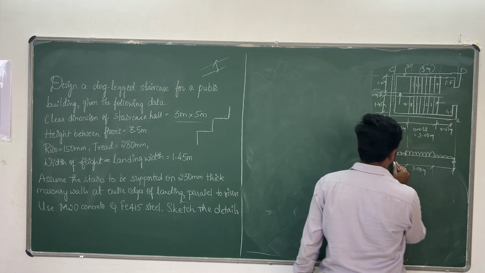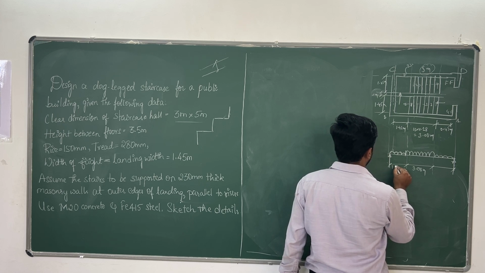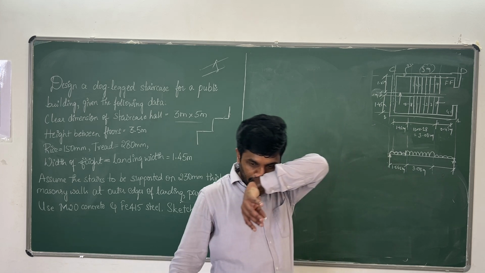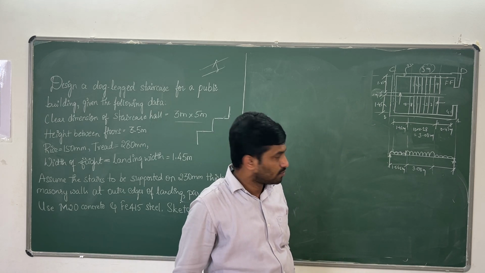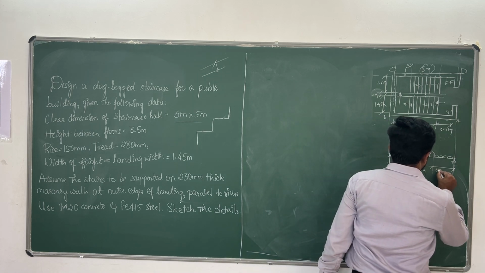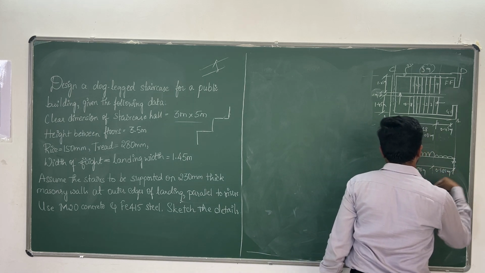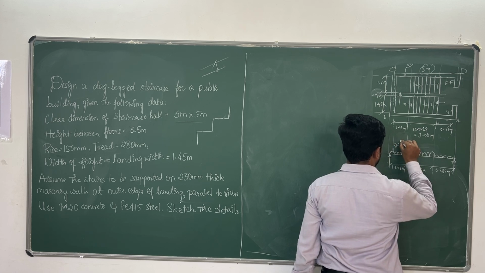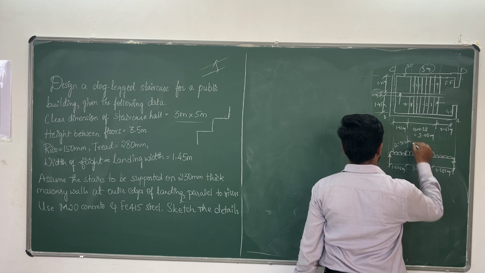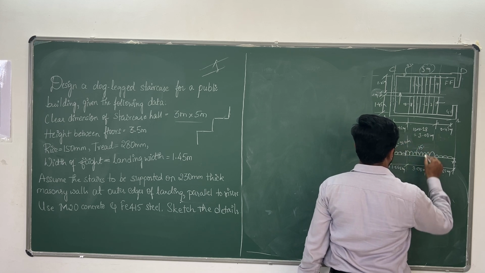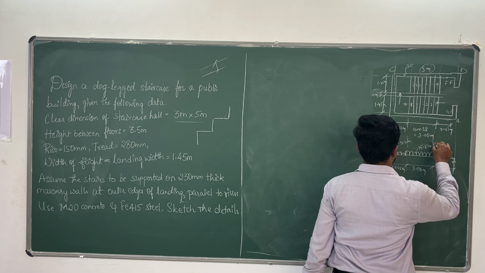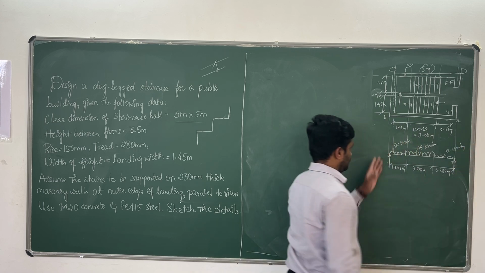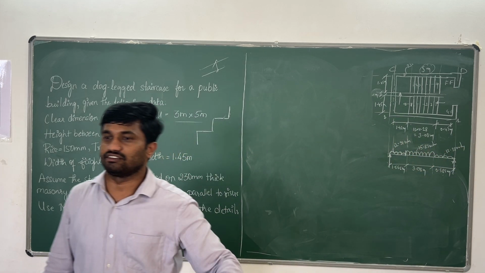This is how much? This one? 1.565 meters, and this one 0.47 plus 0.23 by 2, 0.585 meter. So this load is how much? 12.38 kilonewton per meter. Then this one 15.83 kilonewton per meter. This one is once again 12.38 kilonewton per meter. These are the values we calculated in previous steps.